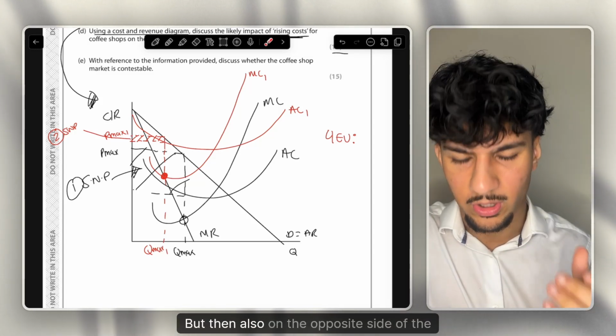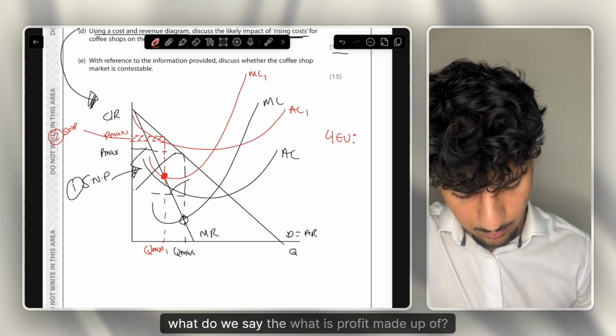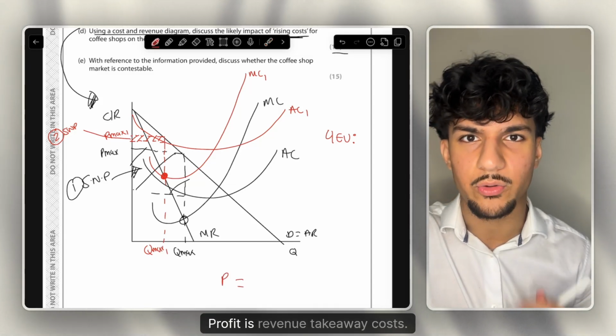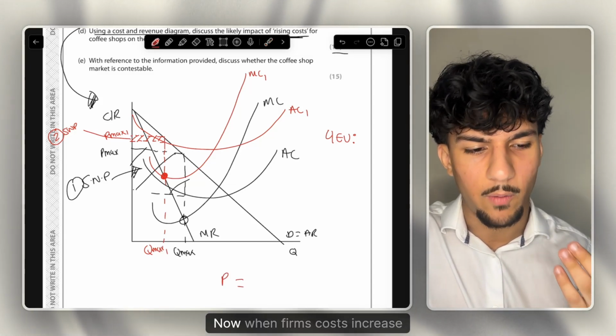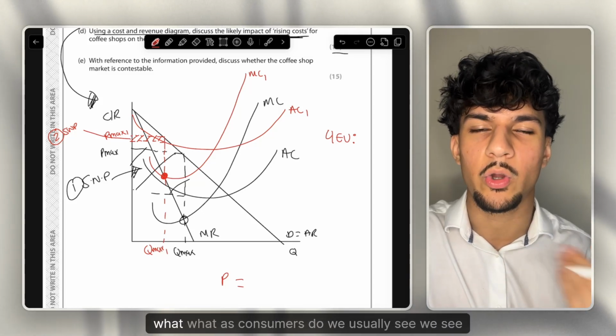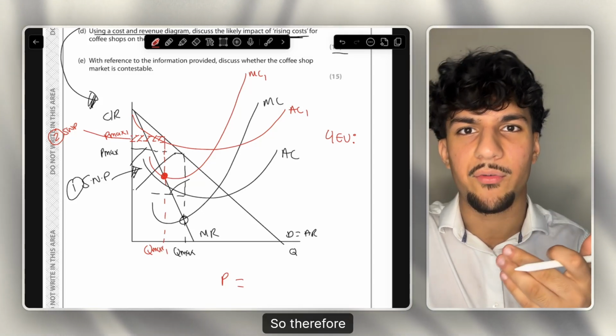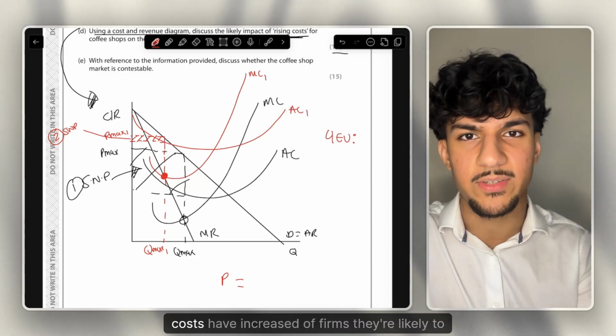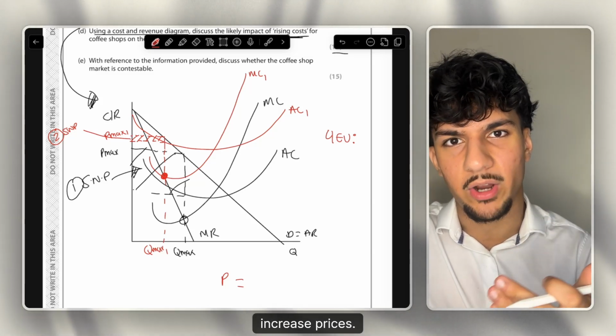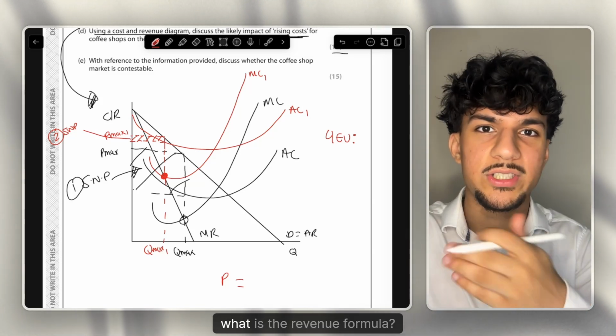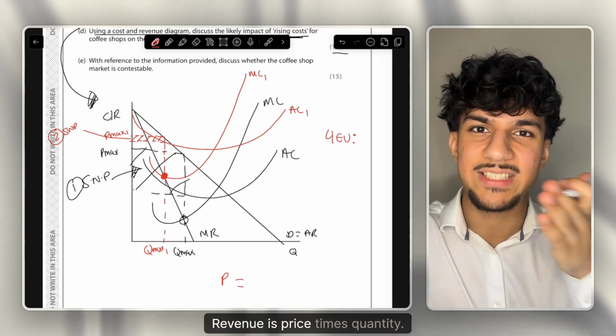But then also on the opposite side of the spectrum, what is profit made up of? Profit is revenue take away costs. Now, when firms' costs increase, what do we as consumers usually see? We see firms increase their prices. So therefore, if costs have increased for firms, they're likely to increase prices. Thus, if prices increase, what is the revenue formula? Revenue is price times quantity.